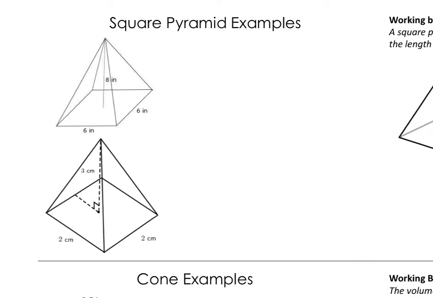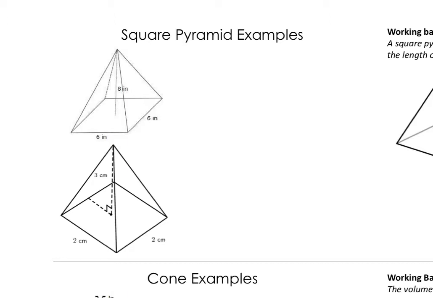All right, so the first example is just a basic pyramid problem. We have our length and we have our width. And the height we're going to use is the 8 inches because that is the height that goes directly down. So my base of my pyramid is a square. And the height I'm going to use is the height that goes straight down like that. All right, so to find the volume, it's the area of the base, so length times width times the height of the pyramid divided by 3. So the volume is 6 times 6 times 8 divided by 3. So that volume is going to be 96, and my units are inches cubed.